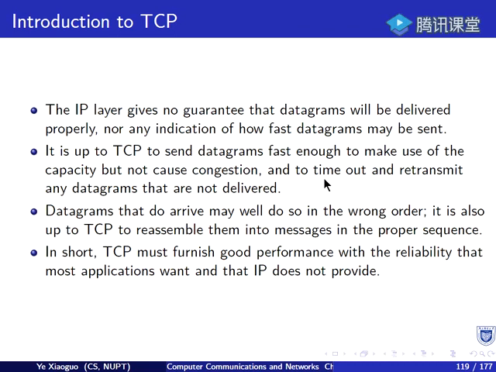The IP layer gives no guarantee that datagrams will be delivered properly, nor any indication of how fast datagrams may be sent. So the IP layer has none of these functions about reliable transmission, nor any indication of how fast datagrams should be sent. It is up to TCP to send datagrams fast enough to make use of the capacity, but not cause congestion. So TCP should transmit the data as fast as possible, but should not cause congestion. How can TCP do this?